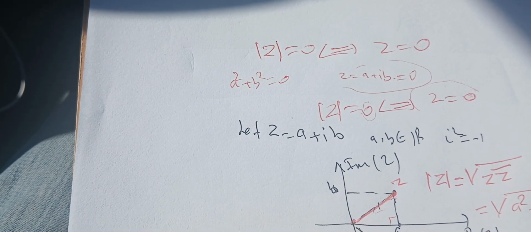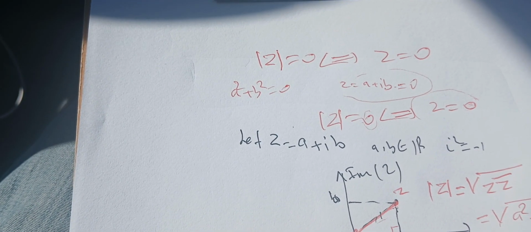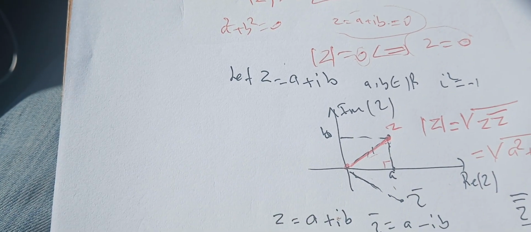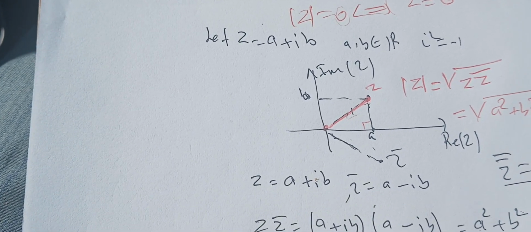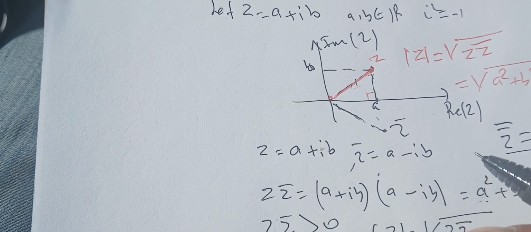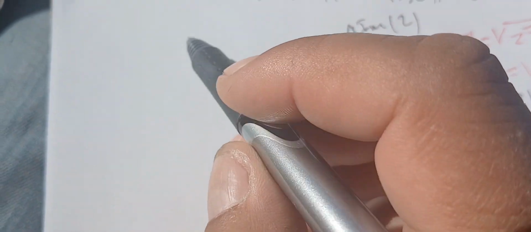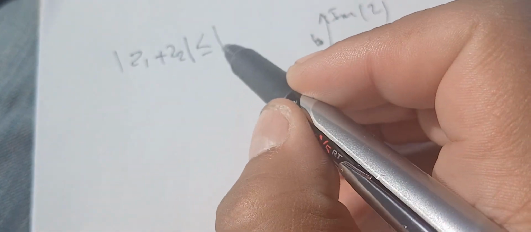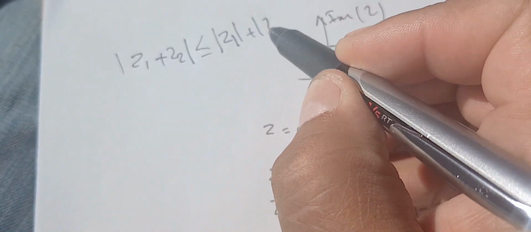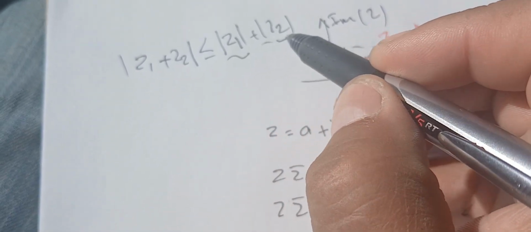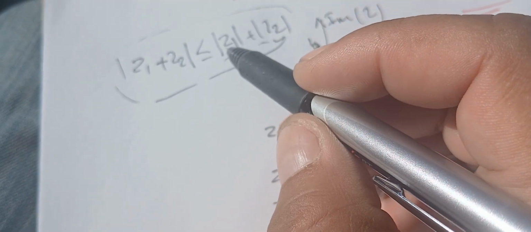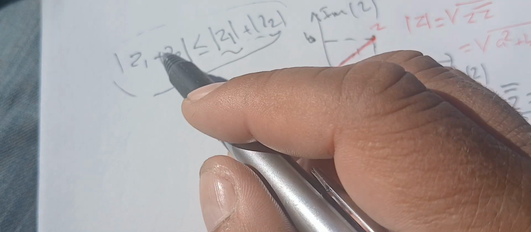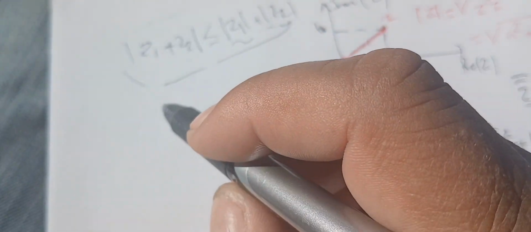Another thing that we can use is that we can prove, given any two complex numbers, using this concept of modulus, so we go back to the real numbers, that given any two complex numbers z1 and z2, the modulus of z1 plus z2 is less than or equal to the modulus of z1 plus the modulus of z2. So this is the triangular inequality. Okay, we can do it using the definition of the norm.